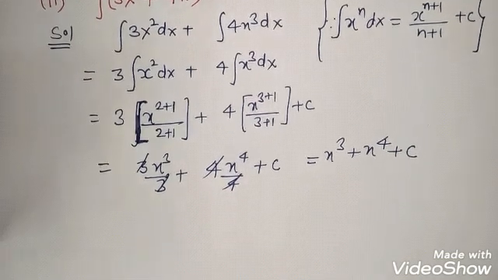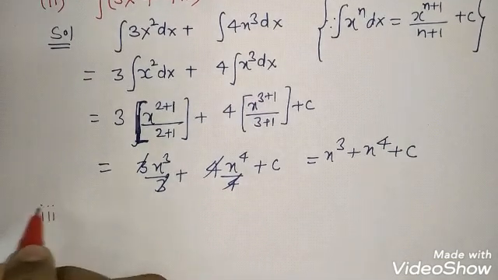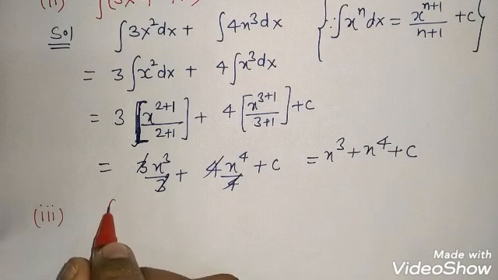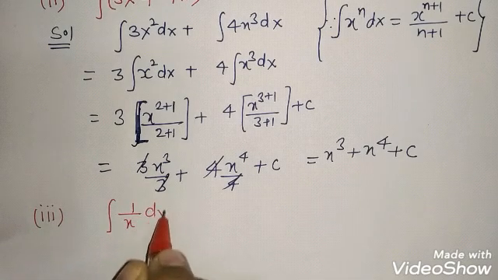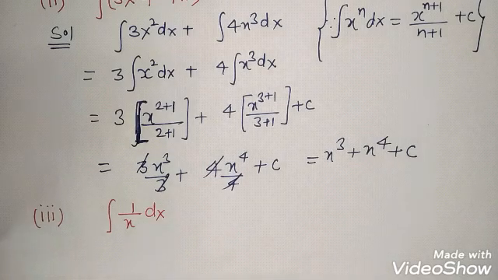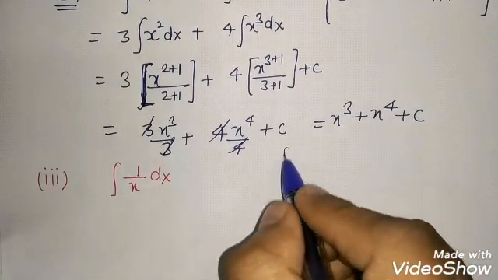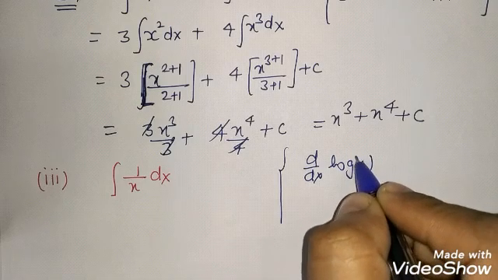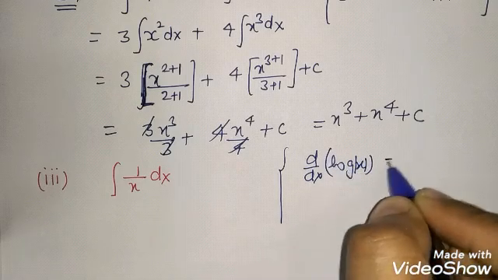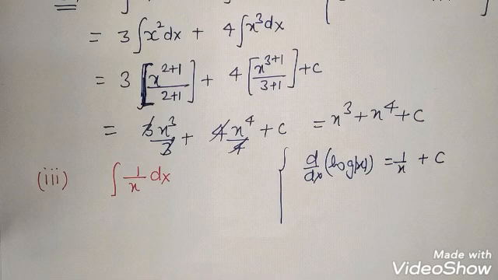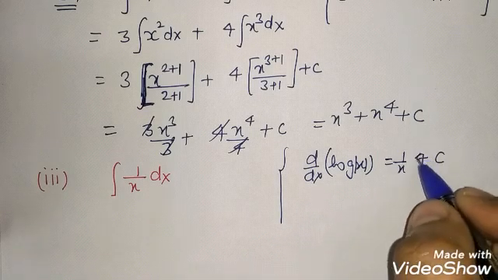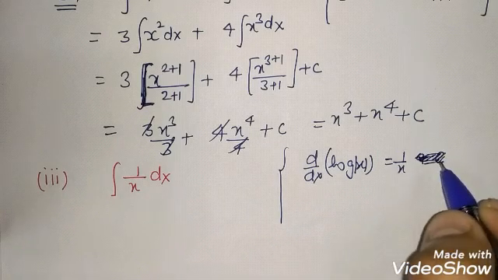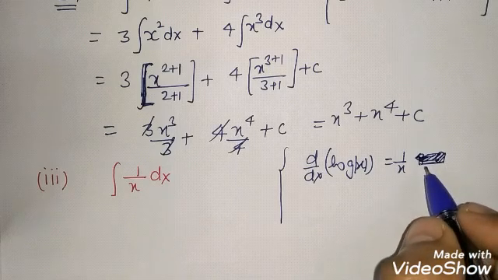Then moving towards the third part of your integral, it says what is the integration of 1 upon x dx. It's very easy to solve. You know very well, derivative of log of mod x is equal to 1 upon x. See, no plus c. In case of integration we write plus c, in place of derivative we will not write plus c.